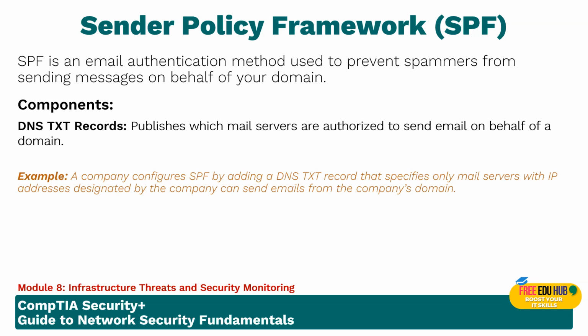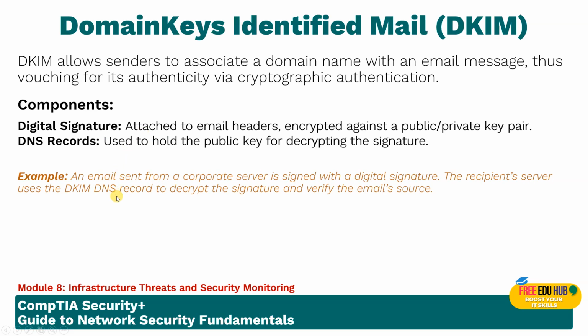After that, we have DomainKeys Identified Mail, which we call DKIM. It allows the sender to associate the domain name with an email message, thus vouching for its authenticity via cryptographic authentication. DKIM provides a way to validate the domain name identity that is associated with the message. It uses a digital signature linked to the domain, thereby helping to ensure that the content is not altered in transit. Its component is the digital signature, since we are verifying it by cryptographic authentication. It's attached to the email header, encrypted using public and private keys.